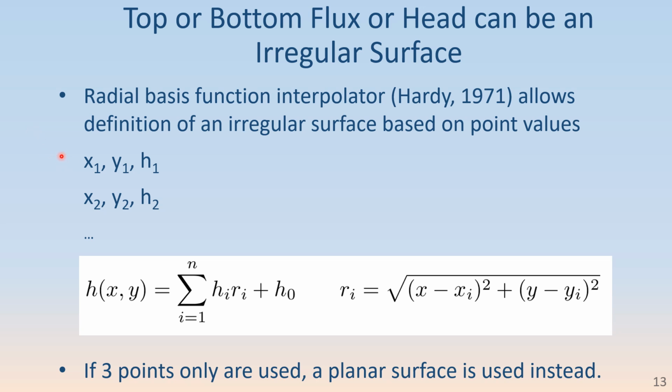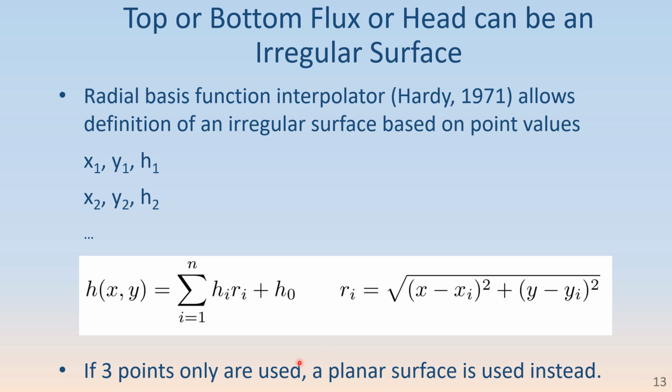So you have a series of triads where you have location x, y, and your point value. In this case, it'd be a head for head-dependent flux. And you have a whole series of those. And the head at any one location, x and y, is given as this sum for n different triads of the head at that particular spot times the radial distance from x comma y to the x1, y1, for example, plus a constant. And r sub i here is the radial distance from x comma y, where you're evaluating this interpolated function, to a particular data triad, say x1, y1, h1. Okay, and that's summed up.